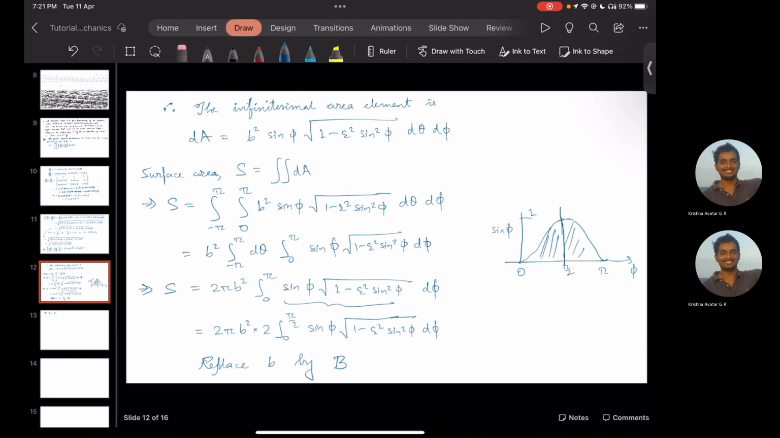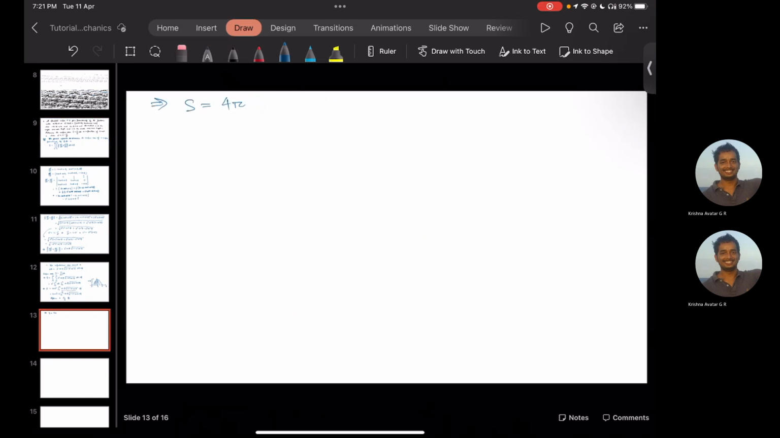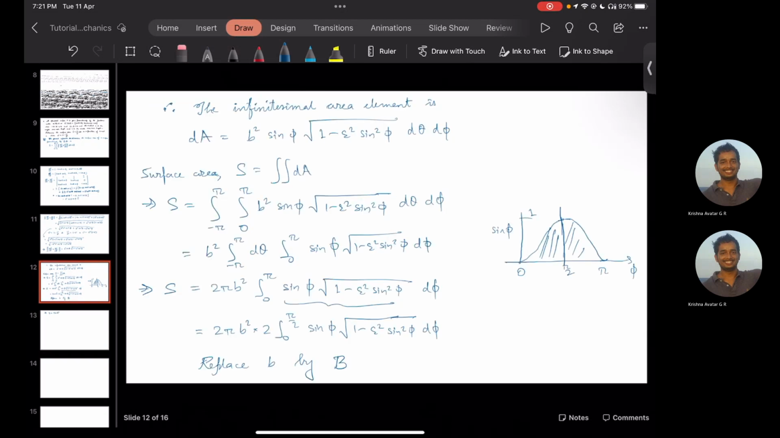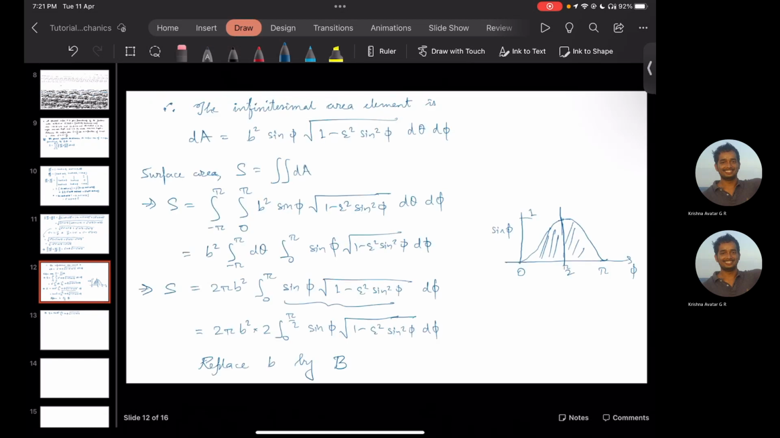B by capital B. Now you'll ask, why am I doing this? The thing is, since we are required to determine the surface area as a function of B by C, we'll express it in terms of a hypergeometric function. And you know that one of the arguments of the hypergeometric function is B. So just to avoid conflict with that term, I'll write S is equal to 4 pi capital B squared, integral from 0 to pi by 2 of sine phi root over 1 minus epsilon square sine square phi, and then d phi.